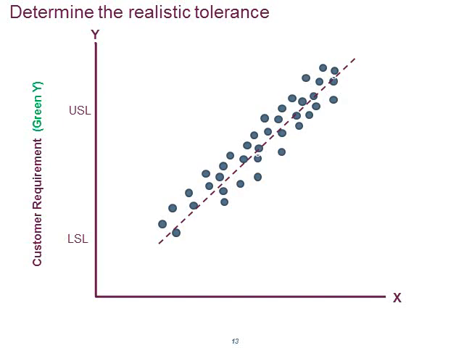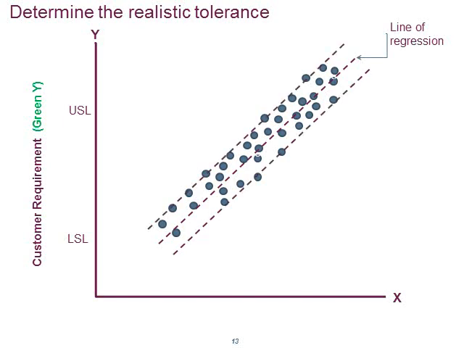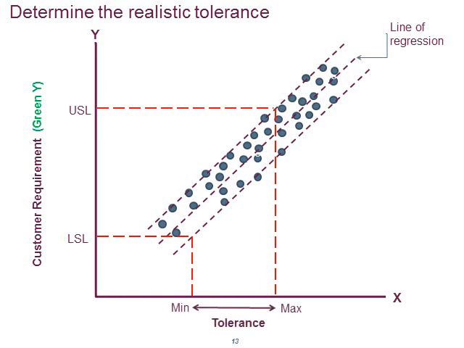After that, draw a line on either side of the median, parallel to it and equidistant from the median. Then draw a horizontal line from the USL and LSL of the green Y to intersect the top and bottom lines of the parallelogram. Then draw a line at the intersection point perpendicular to the y-axis up to the x-axis. This represents the maximum and minimum realistic tolerances for the red X input variable.